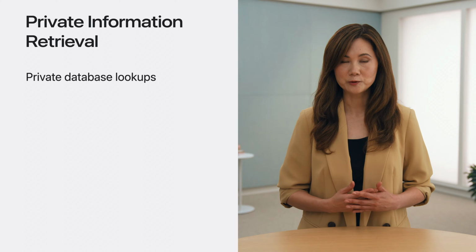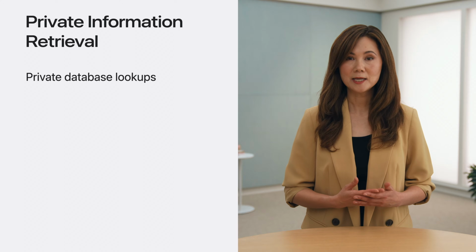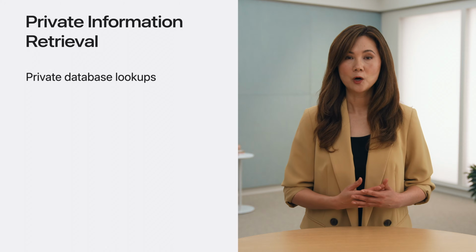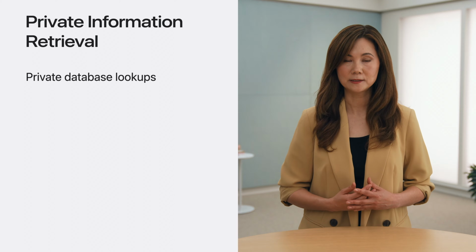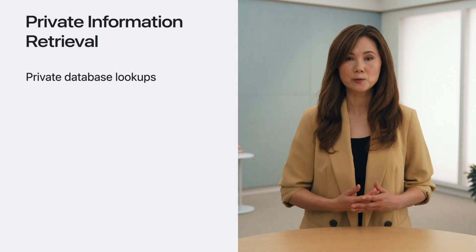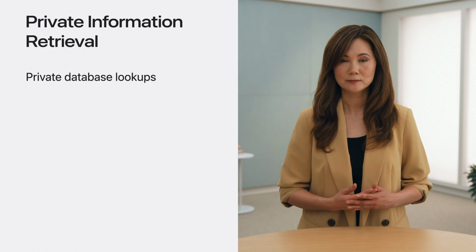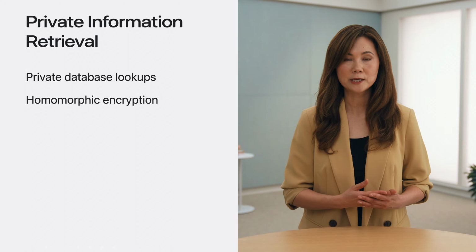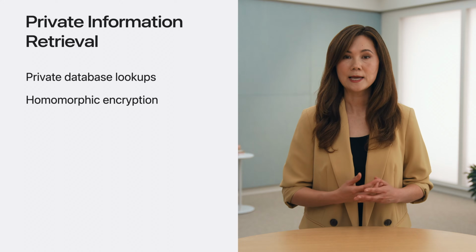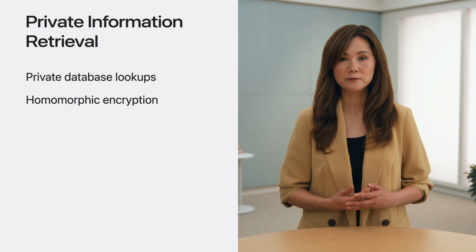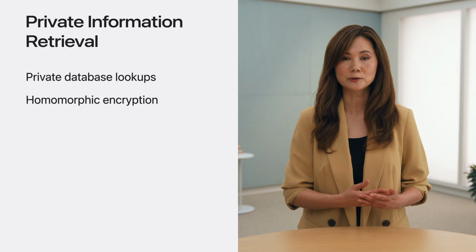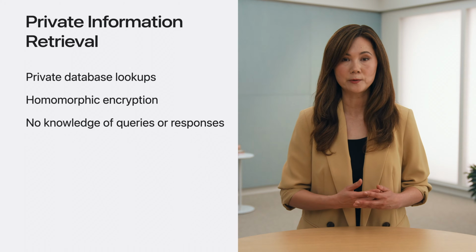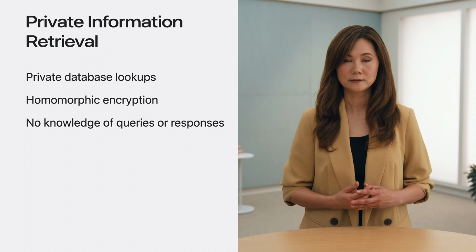Private Information Retrieval, or PIR, enables a client to perform a database lookup against a server hosting a keyword value database without revealing the query keyword and the lookup result to the server. It relies on homomorphic encryption, which allows computation on encrypted data, enabling the Private Information Retrieval server to perform database lookups on encrypted queries. So the server has no access to the query or the response contents.